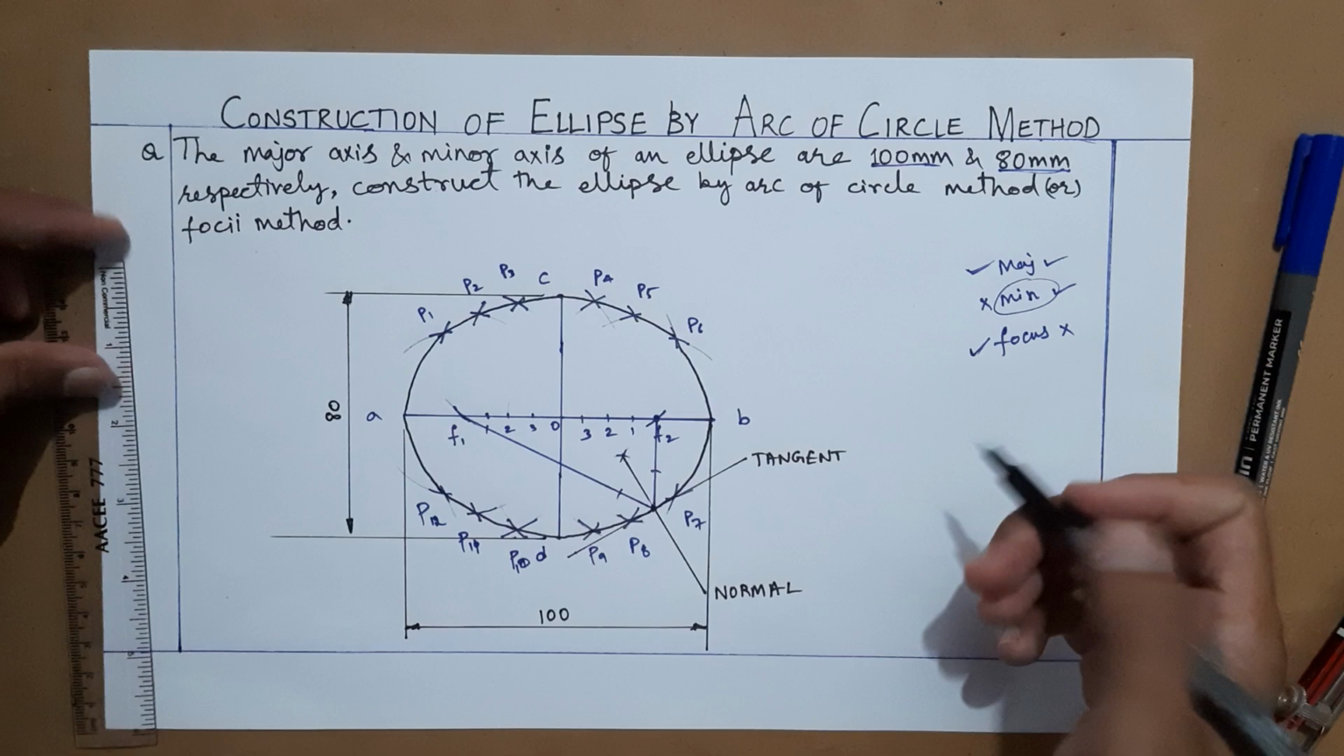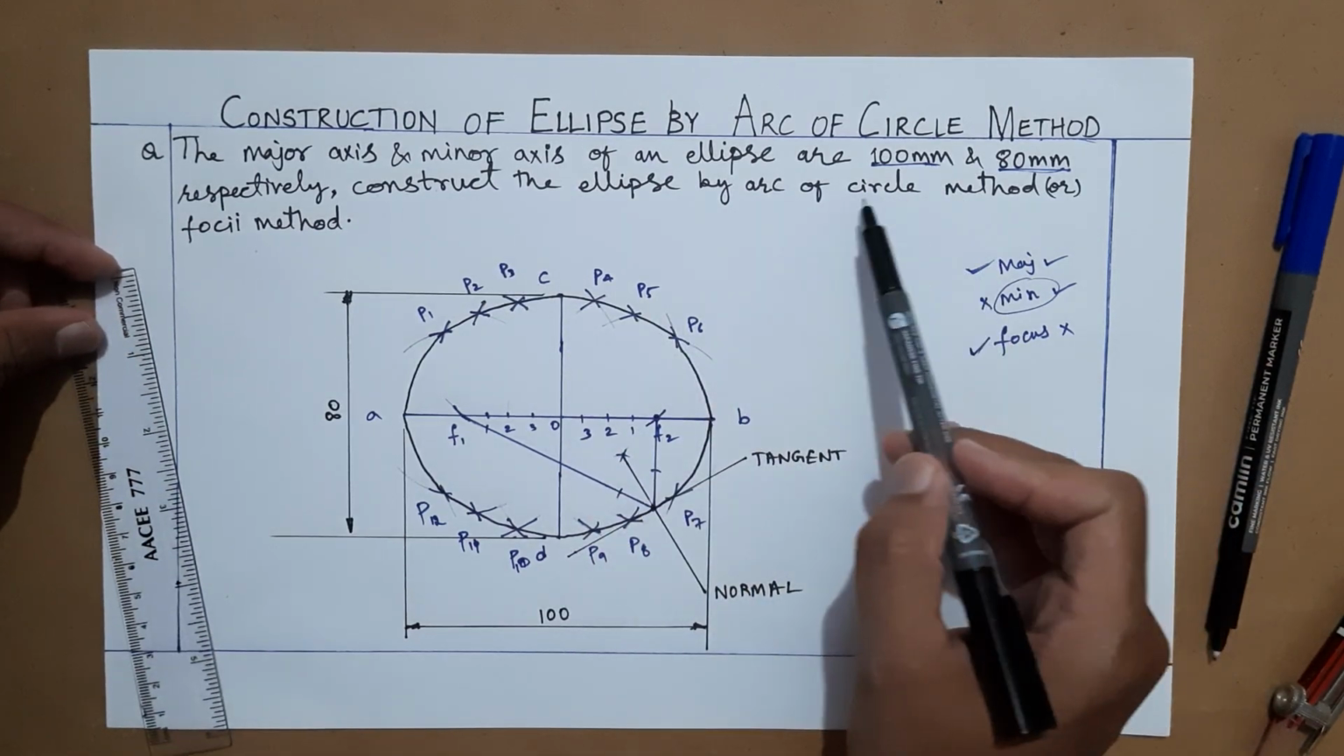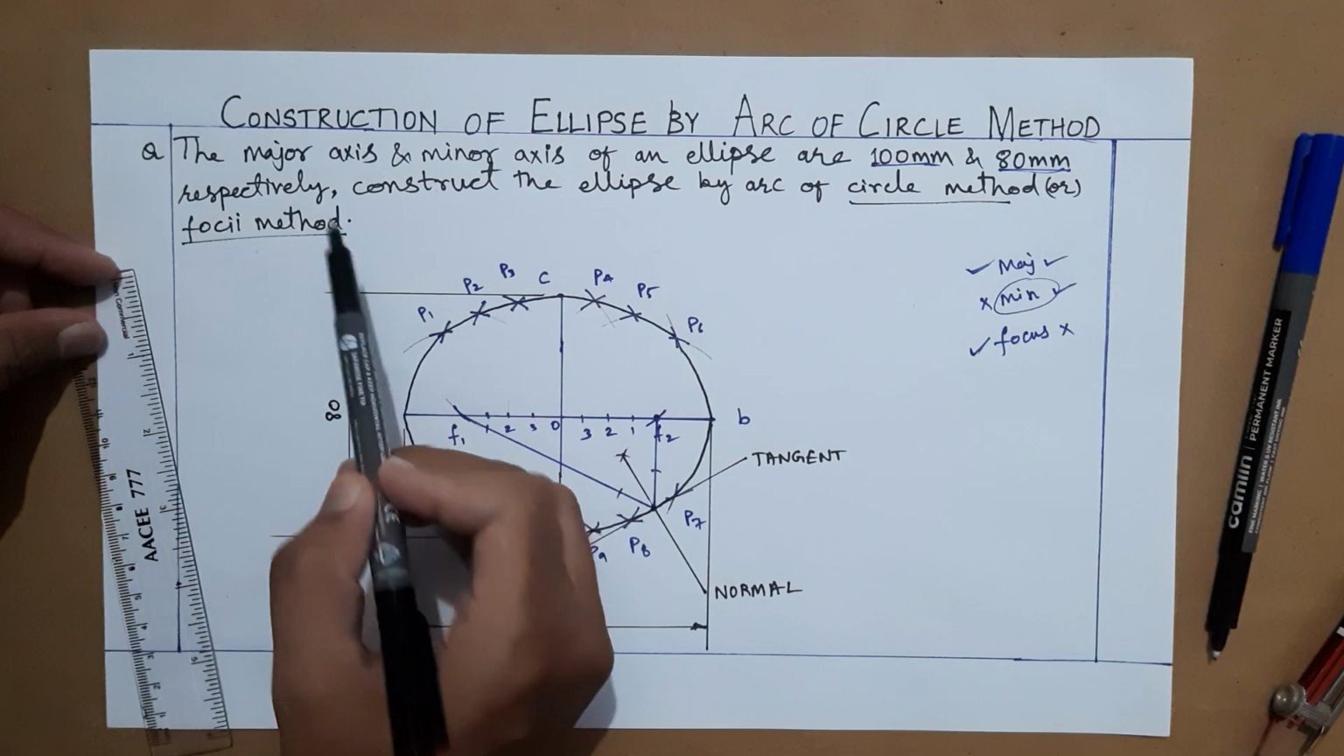So this is the way how you draw construction of ellipse by arc of circle method or foci method.